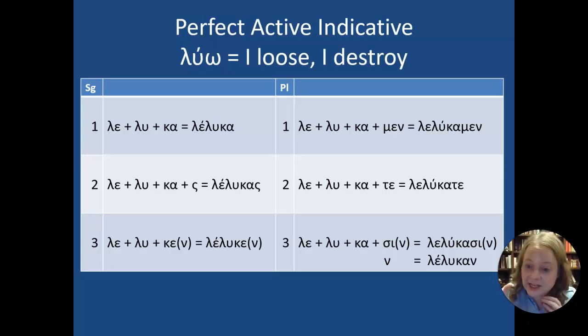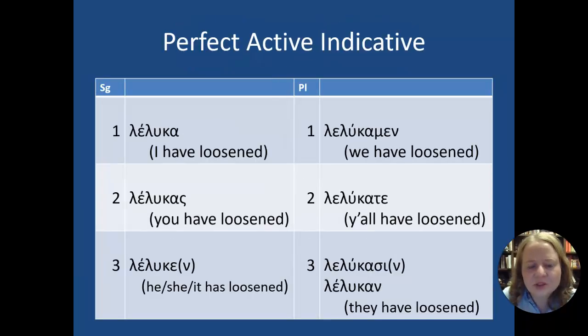Same thing, luo is the stem. I'm doubling it at the beginning, that L sound, the lambda, adding the ka, and then adding that sin, that is the typical ending, lelukasin, and sometimes you'll see this one shortened to lelukan. You get both, and there's no clear indicator of why people sometimes do this in a slightly different way. This is what they look like. Leluka, lelukas, leluken, lelukamen, lelukate, lelukasin, lelukan. I have loosened, you have loosened, he, she, or it has loosened, we have loosened, y'all have loosened, they have loosened. So the way to translate these for now is to just add the word have. I have destroyed, you have destroyed, he, she, it has destroyed.